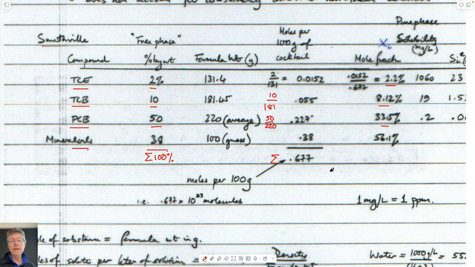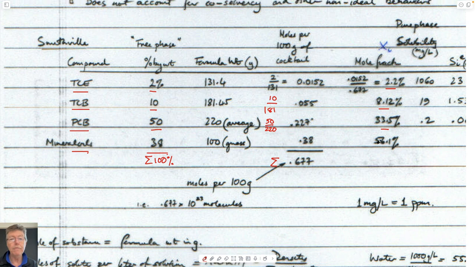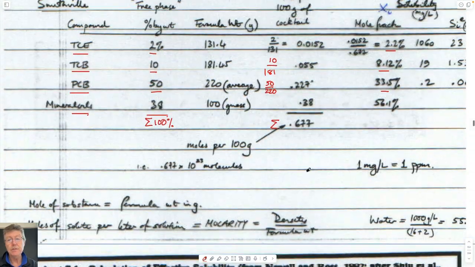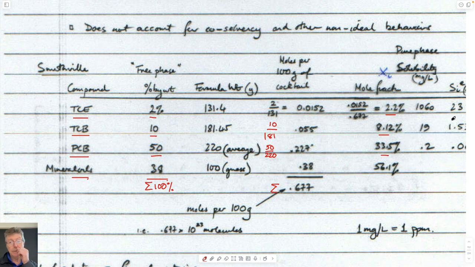And I suppose the most important thing is that now, since you know the mole fraction, and if you want to calculate what the effective solubility of that compound is in water when it's competing with all the other compounds, its free phase solubility multiplied by the mole fraction gives you that solubility, which is just the last column. So the solubility of TCE wouldn't be whatever its regular solubility is at 1060 milligrams per liter. It would just be 1060 times 2.3%, which is 23 parts per million. Likewise for TCB, etc. And so these would be greatly reduced over the actual magnitudes.